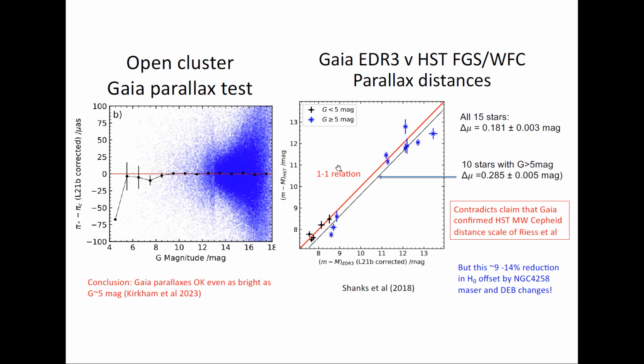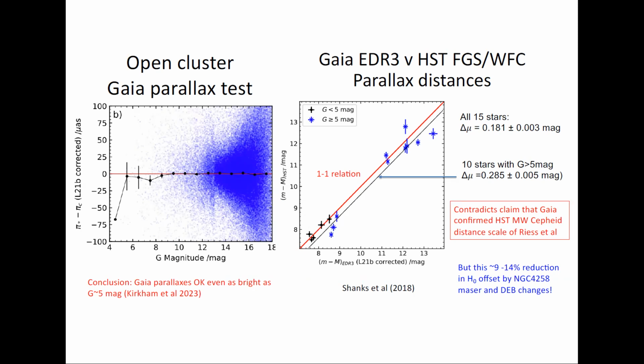we had complained, Reese in a press release at least claimed that Gaia parallaxes had confirmed his Milky Way Cepheid distance scale, which mainly came from HST parallax observations. And when we plotted their data versus ours in terms of distance modulus, if you use all 15 stars that HST had measured parallaxes for, you got a 0.181 too small distance modulus, or too small distance with respect to the Gaia measurements.